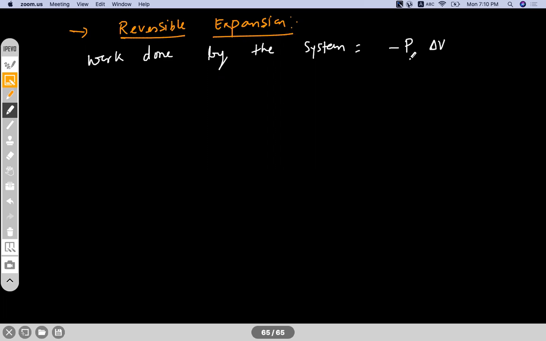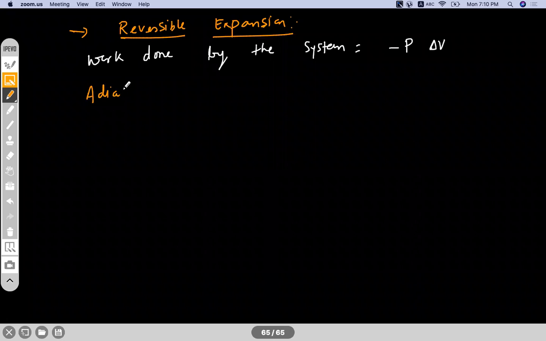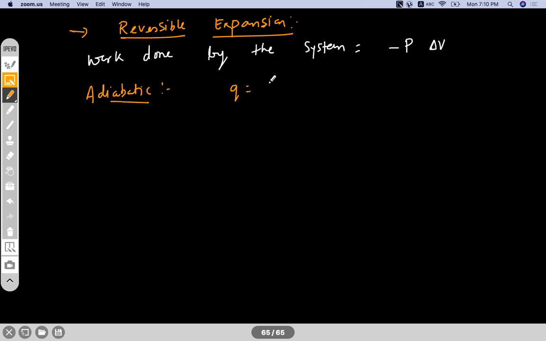Okay, so now you see one thing. We have adiabatic process, so Q is equal to zero. Delta U is equal to W. So work done by the system, if you see, obviously internal energy will decrease. Work done by the system: the system will do work at the cost of its own energy, right?